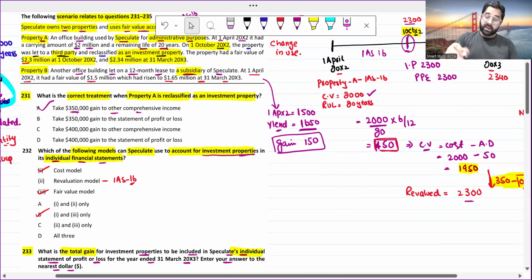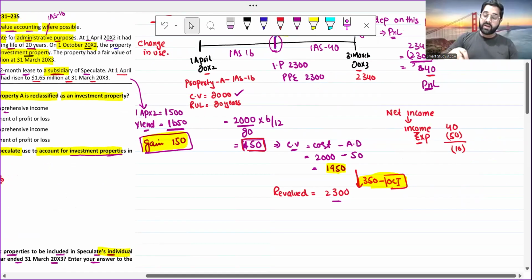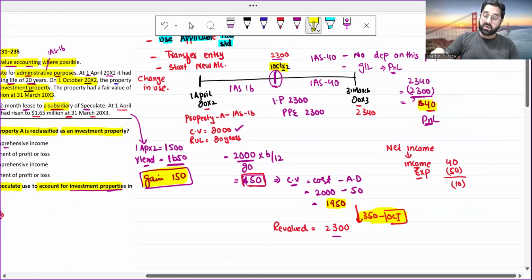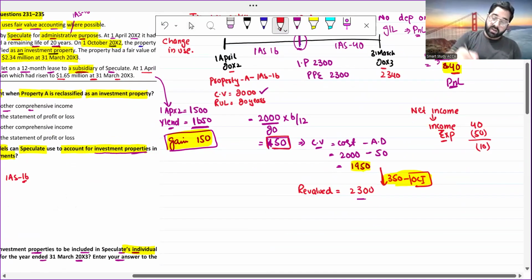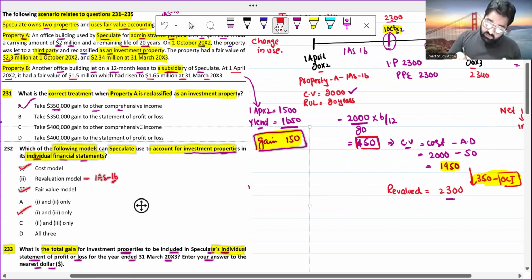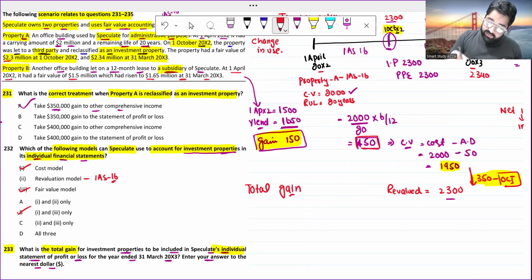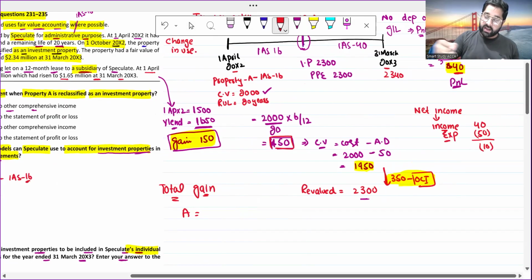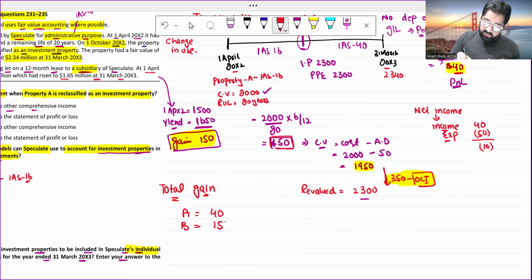Now, what will be my total gain? The total gain which should be shown in the profit or loss on property B is $150. On property A, which I have already calculated, it is $40. If I add these two together, what will be the total gain? From property A, which should be shown in the profit or loss, it is $40. It has been already calculated over here. And from property B, it is $150. So the total gain will be 190.